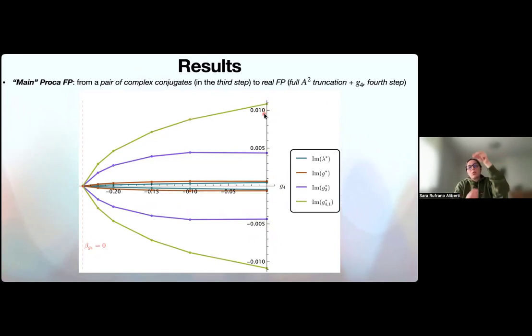So as you can see, the two elements of the complex conjugate pair collapse into a real fixed point from the third step to the fourth step. And so the main Proca fixed point becomes real at the fourth step, and it remains real up to the final, the maximal truncation that we considered.